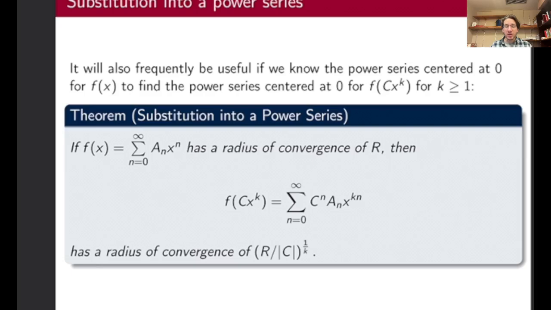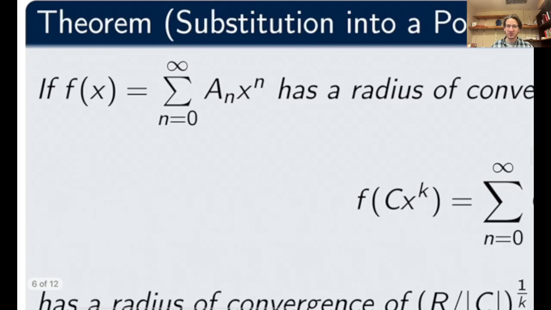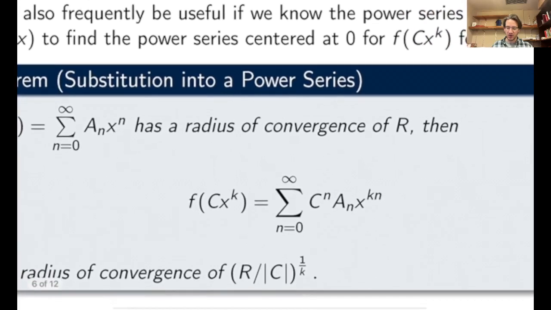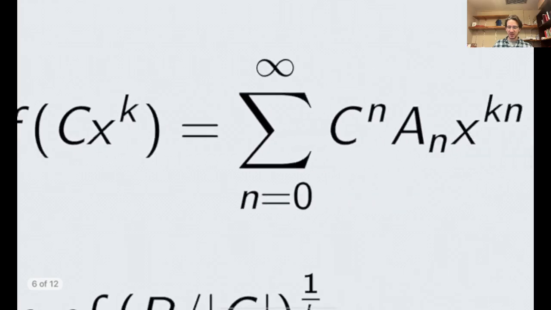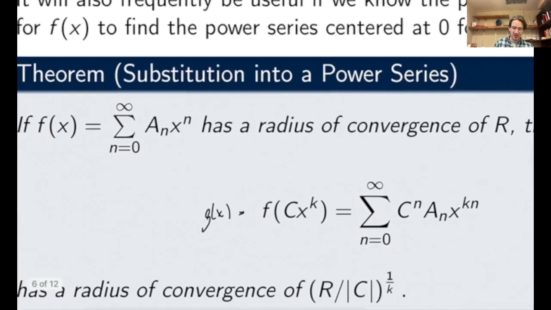So one other thing that we do all the time with power series is this: if I know the power series for a certain function f of x, centered at 0, is the sum from 0 to infinity of a_n times x to the n, with a radius of convergence of capital R, then if I want to find the power series representation for f of c times x to the k, so I'm plugging something into f, the way I find that power series for this kind of composition is I literally plug c times x to the k into the power series up here, right?